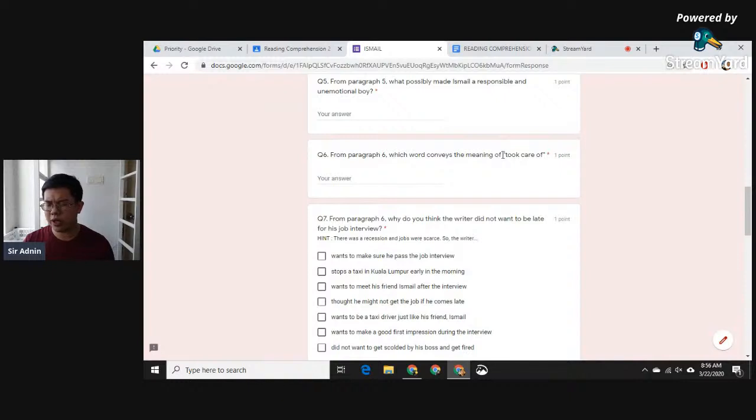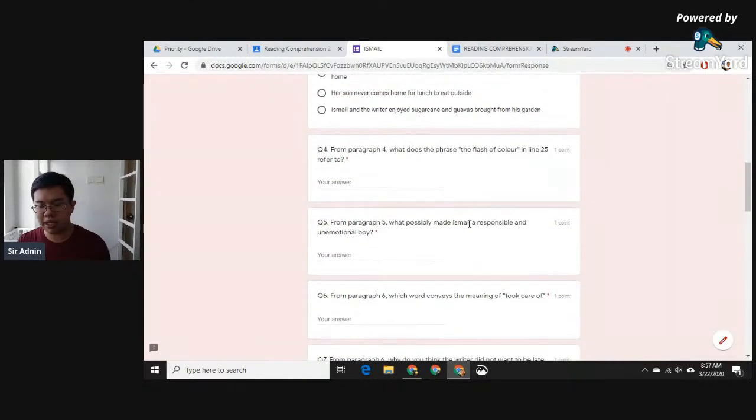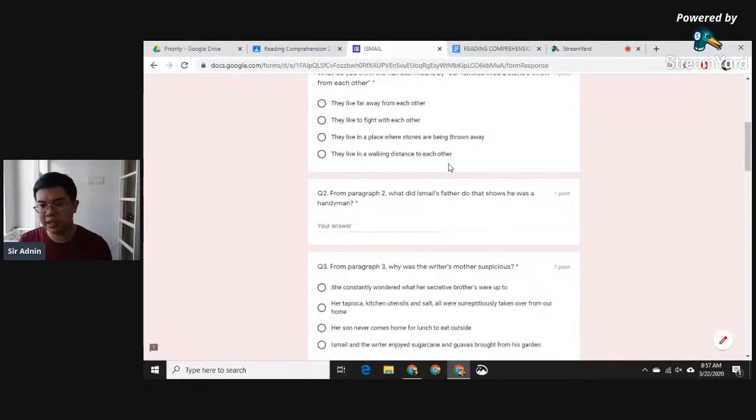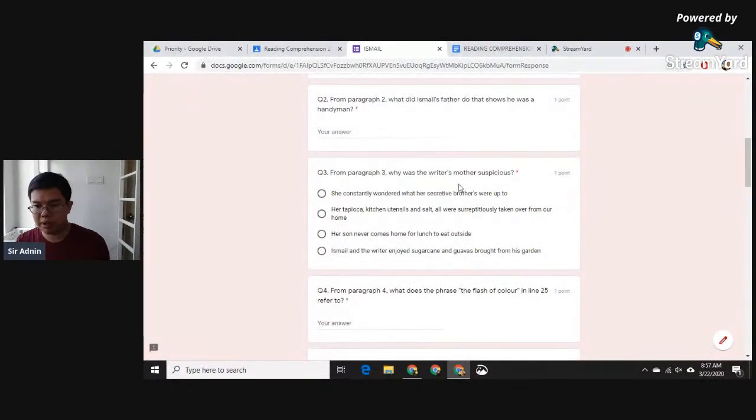And this is basically quite a difficult question sebab we have to look at throughout the whole paragraph and try to find the word that means took care of. And berapa banyak perkataan dalam tu, kita kena cari satu perkataan aja. But normally if let's say kita try linkkan balik idea kita, take care of means jaga. And we see from question number 5, Ismail responsible boy. He is unemotional. Dia ada cerita pasal Ismail father, Ismail, maybe writer's mother.